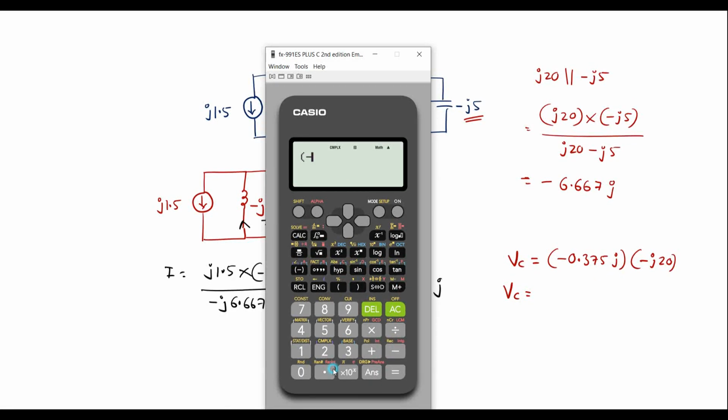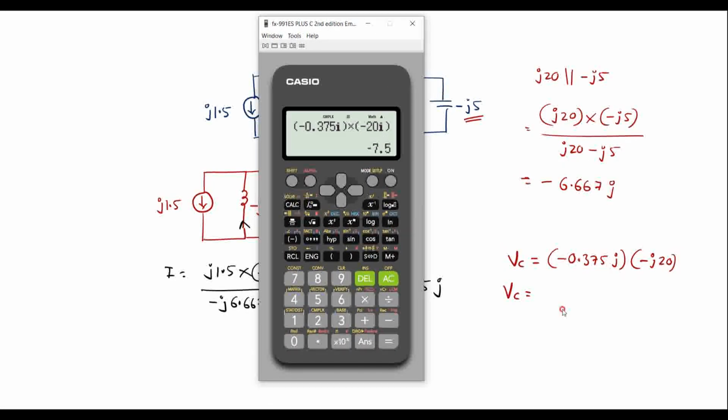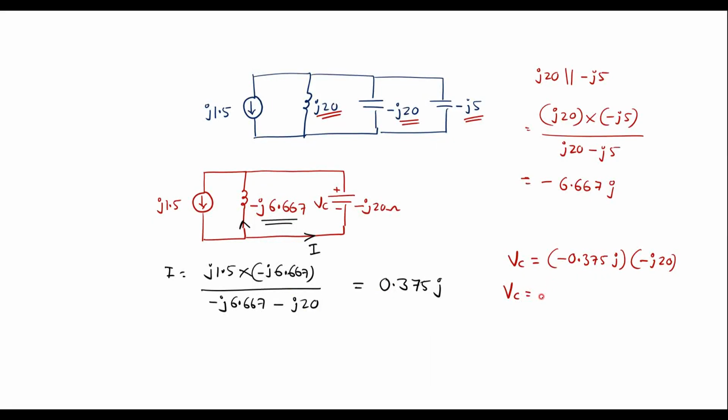Therefore, VC will be minus 0.375i into minus J20, that is minus 20i. So it gives minus 7.5 volts, that is the result is minus 7.5 volts. So this is the final voltage across the given 20 ohm reactance. Thank you for watching.